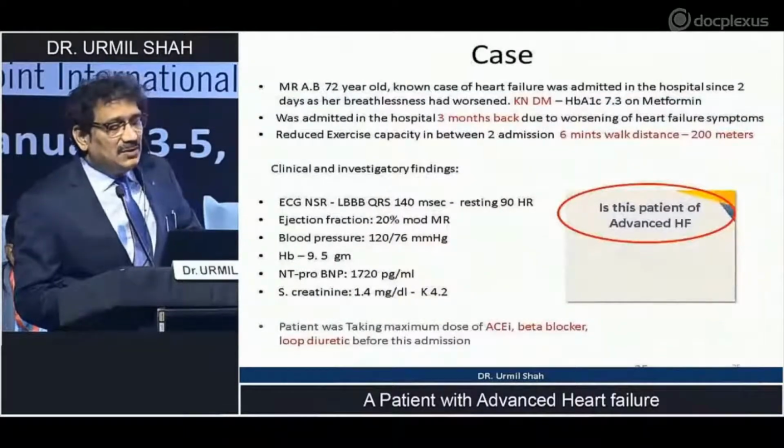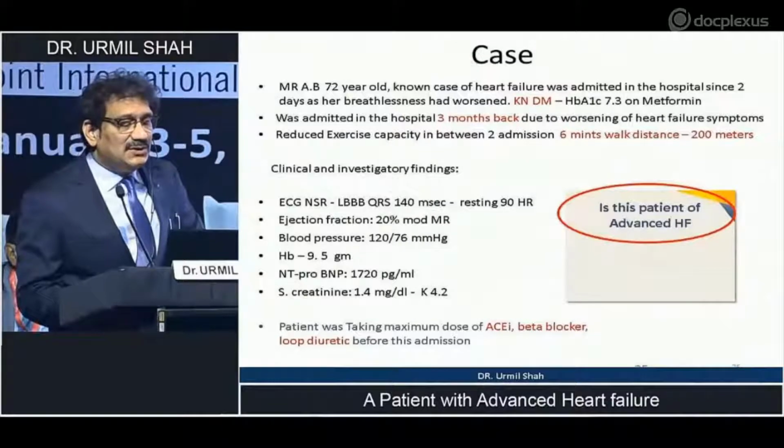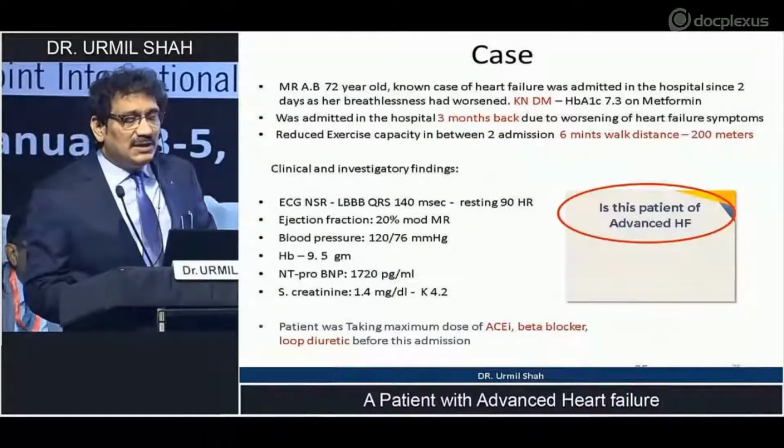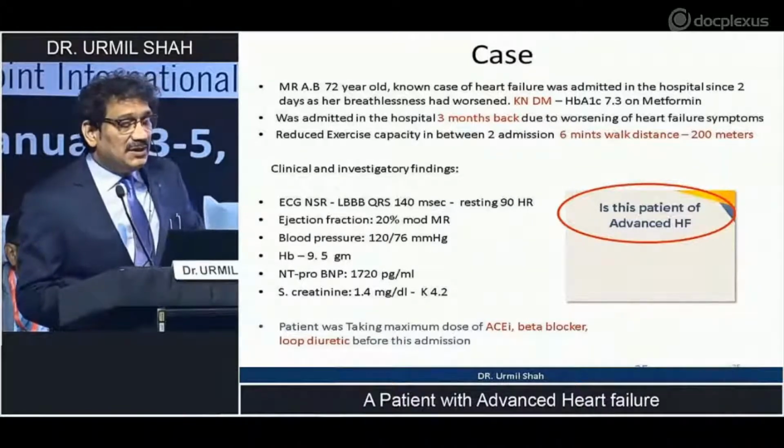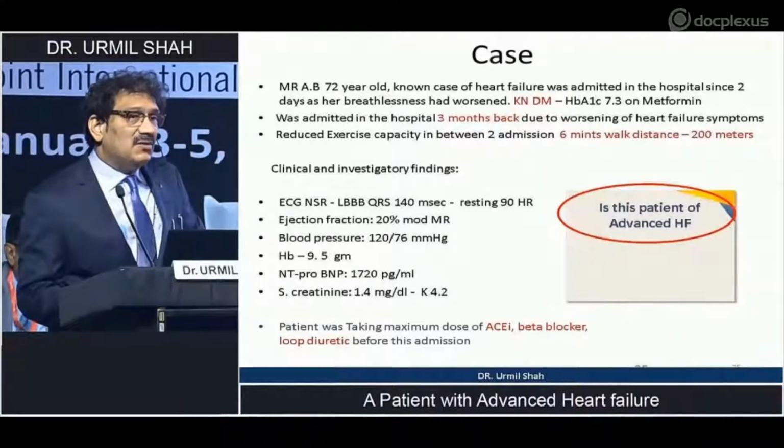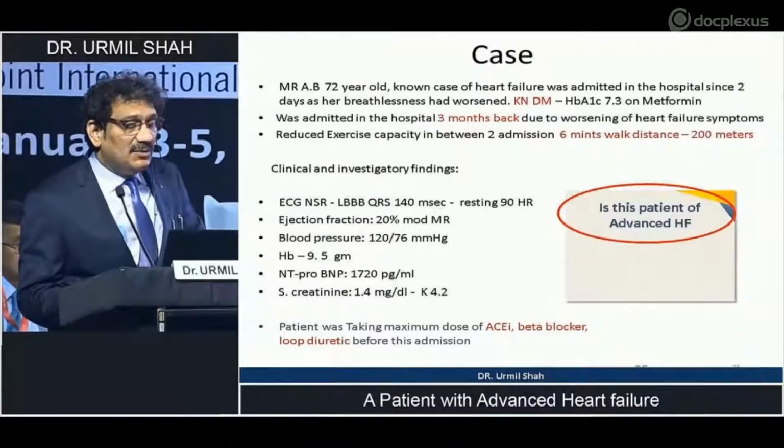This is a patient, 72 years old. He is a known case of diabetes, with HbA1c on the higher side. Three months before, he had worsening of heart failure symptoms for which he required an admission. The patient has reduced exercise capacity between two admissions. The 6-minute walk distance was only 200 meters. ECG shows a wide QRS, LBBB morphology, 140 milliseconds. Ejection fraction is only 20%. Blood pressure is relatively preserved. Hemoglobin is low. His NT-proBNP is high. The patient was on the maximum dose of ACE inhibitor, beta blocker, and diuretic. So definitely, this is a classic patient of advanced heart failure.